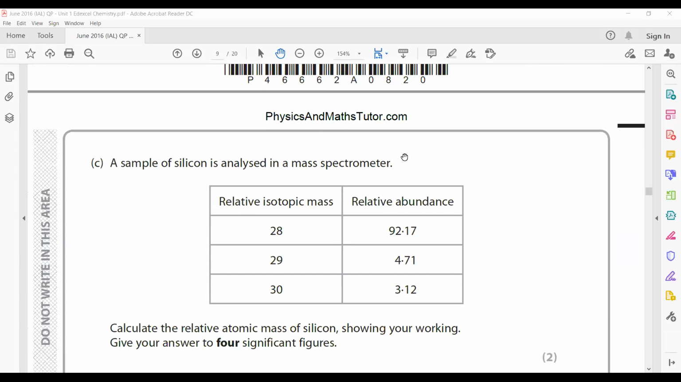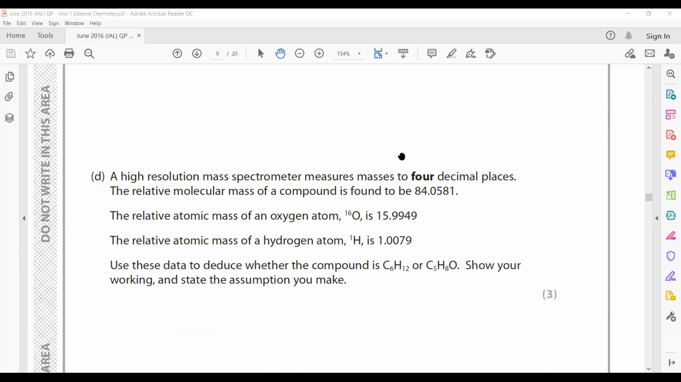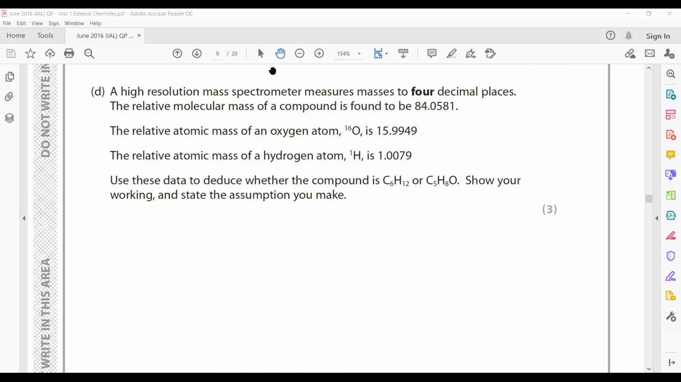A sample of silicon is analyzed in a mass spectrometer. High resolution mass spectrometers measure the masses to 4 decimal places. The relative molecular mass of a compound is found to be 84.0581. The relative atomic mass of oxygen is 15.9949 and the relative atomic mass of hydrogen is 1.0079. Use the data to deduce whether the compound is C6H12 or C5H8O, and show your working.